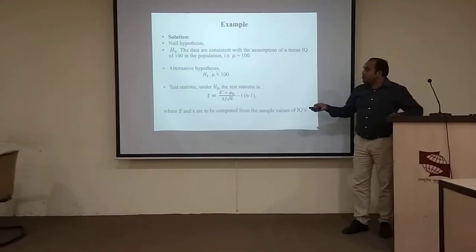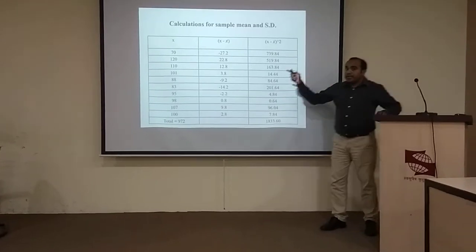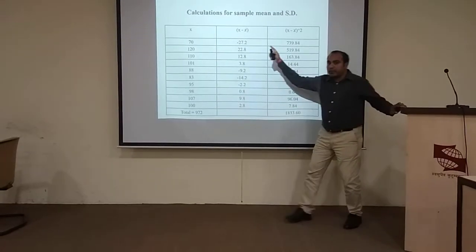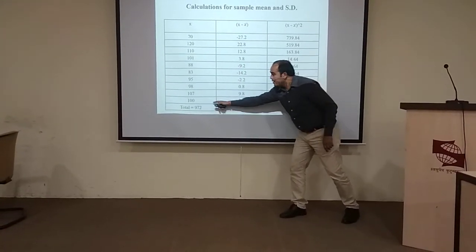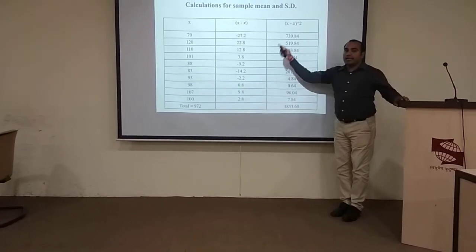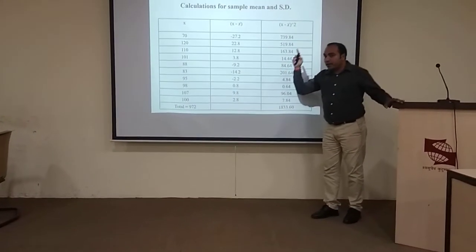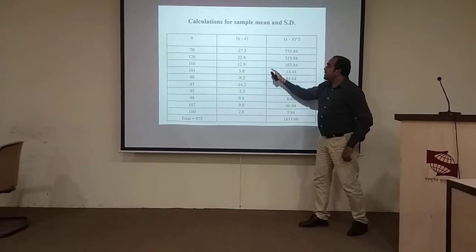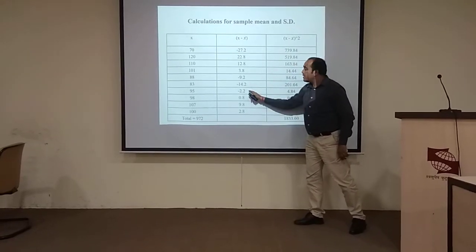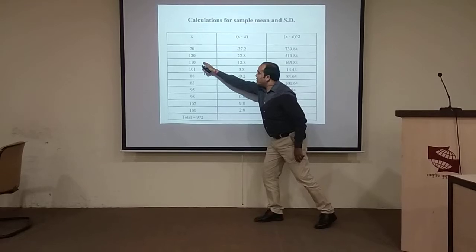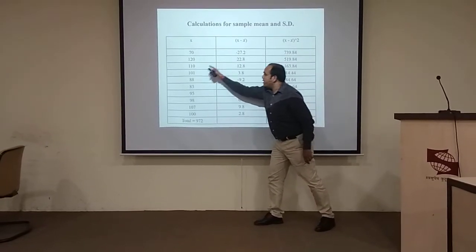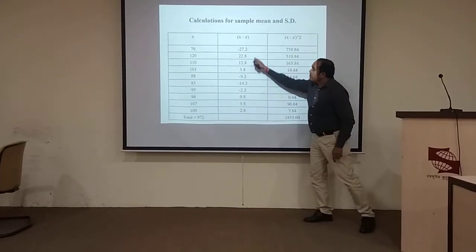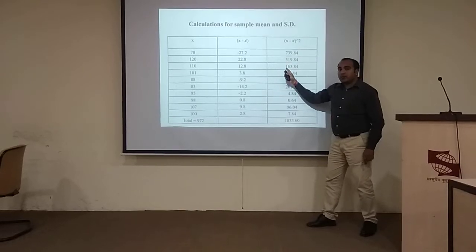See how we solve this problem. We are given x, these 10 samples of IQ level. We added all the values and got 972, divided by 10, the number of observations. We got 97.2 as the mean. For the standard deviation calculation, we calculate x minus x bar for each observation: x1 minus x bar, x2 minus x bar, x3 minus x bar. Then we need to square them because we want to calculate the standard deviation.